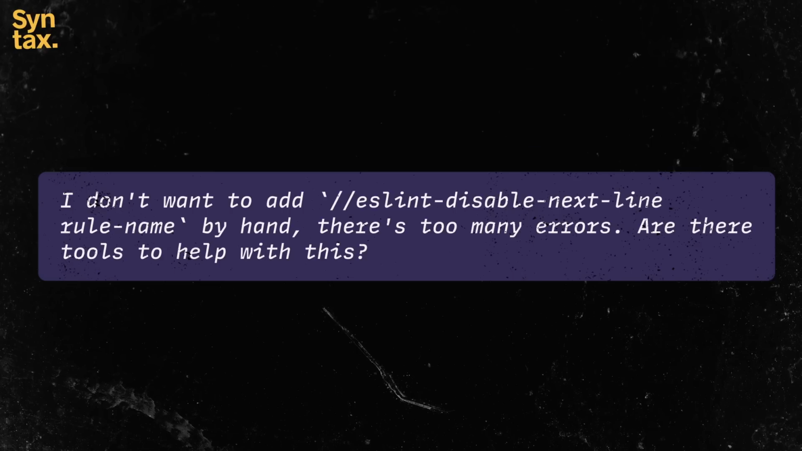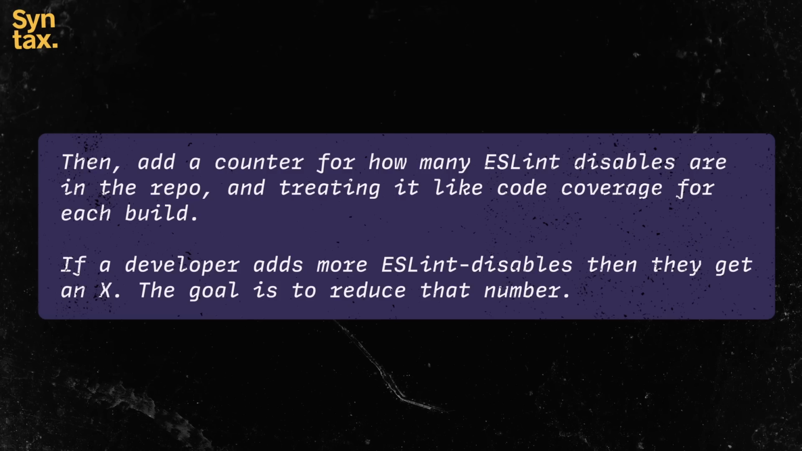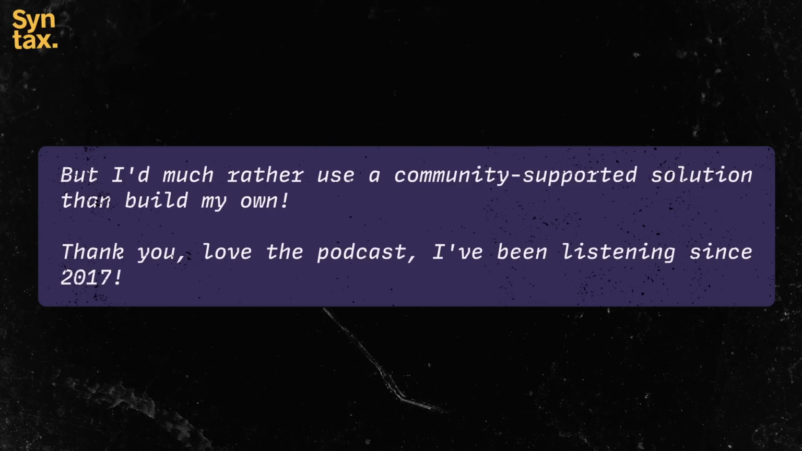Are there tools to help with this? I'm considering writing errors to a JSON file, and writing an ESLint plugin or code mod that uses the JSON file to add ESLint disable next line in 8,000 locations. Then add a counter for how many ESLint disables are in the repo and treat it like code coverage for each build. If a developer adds more ESLint disables, then they get an X. The goal is to reduce that number. But I'd much rather use a community-supported solution than build my own.